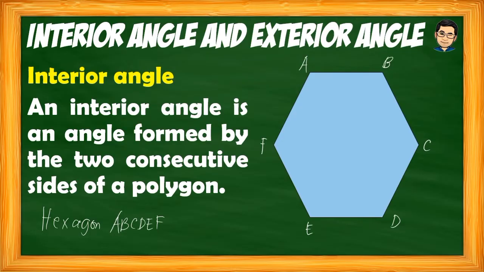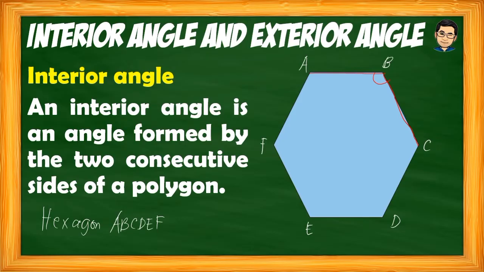Okay. So, ipaliwanag lang natin yung mga interior angle. Based sa definition niya, na-form po yung mga interior angle gamit ng two consecutive sides. For example, this one, AB, and then, BC. Kapag pinag-connect po natin yung side AB and side BC, mapo-form po natin yung interior angle B, or angle ABC or CBA.